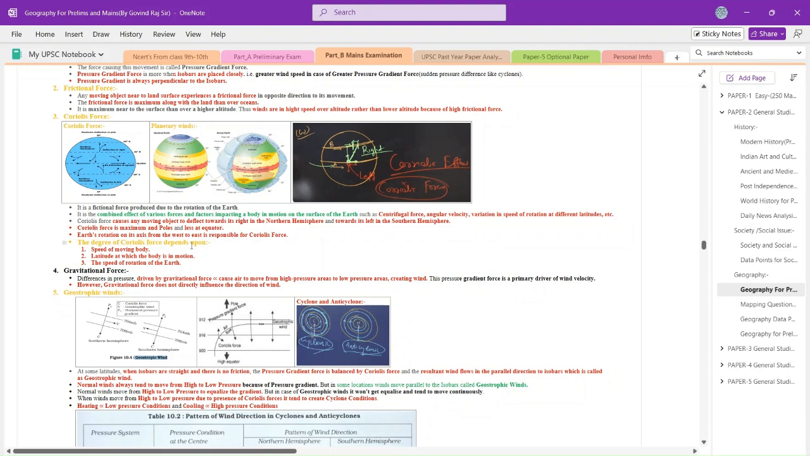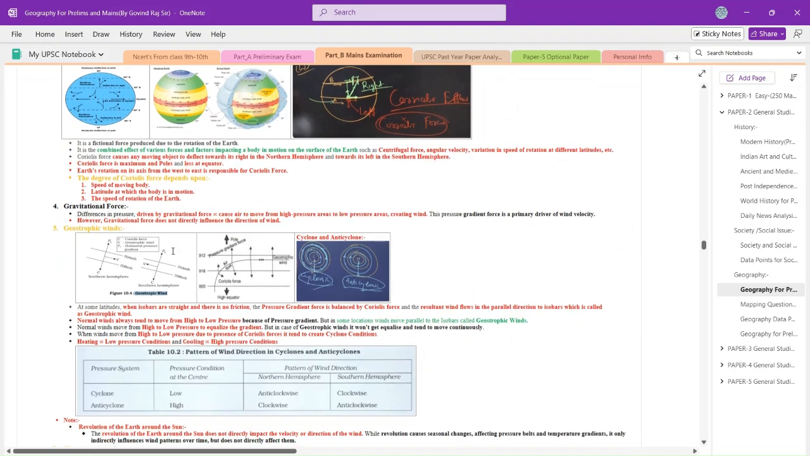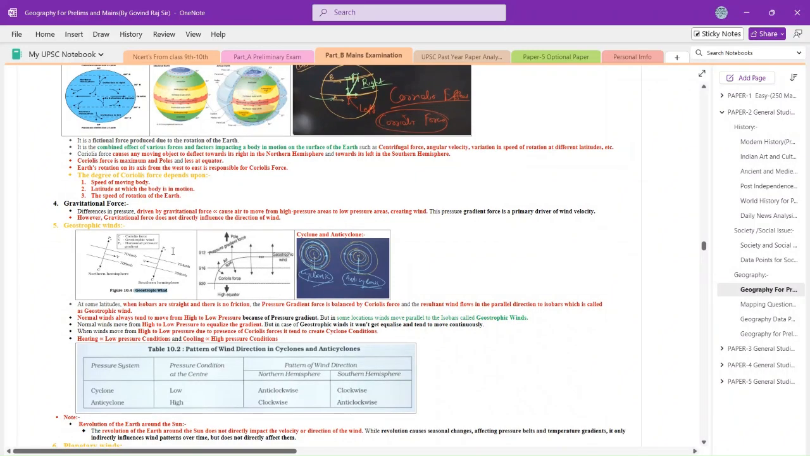The degree of Coriolis force depends upon the speed of a moving body, the latitude at which the body is in motion, and the speed of the rotation of the Earth. After that, we have the gravitational force that you can know. After that, we have geostrophic winds.